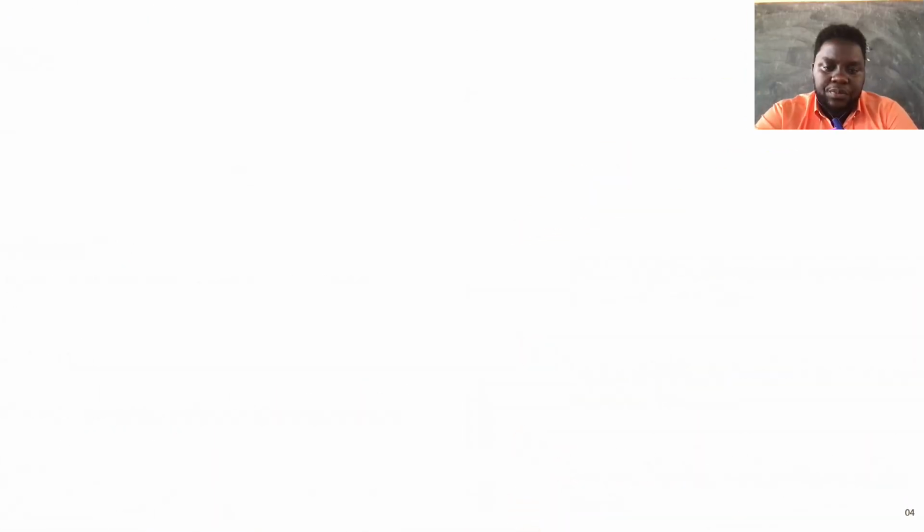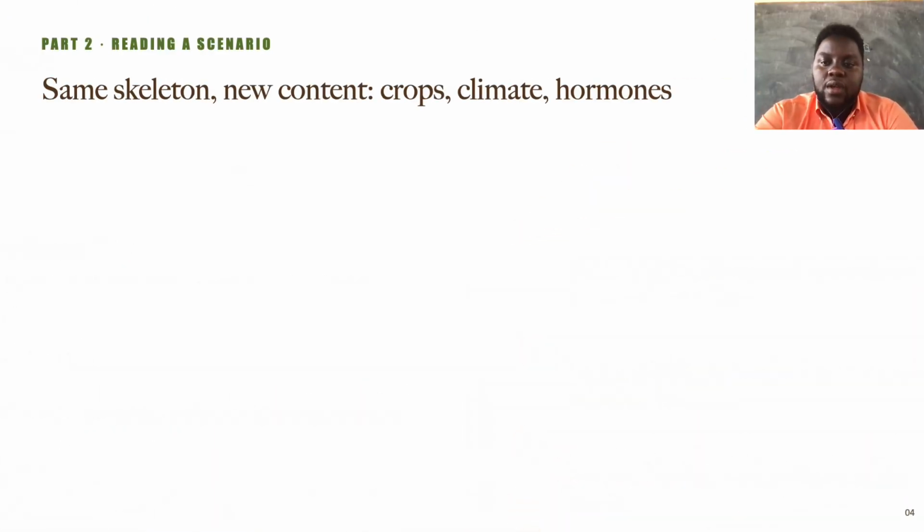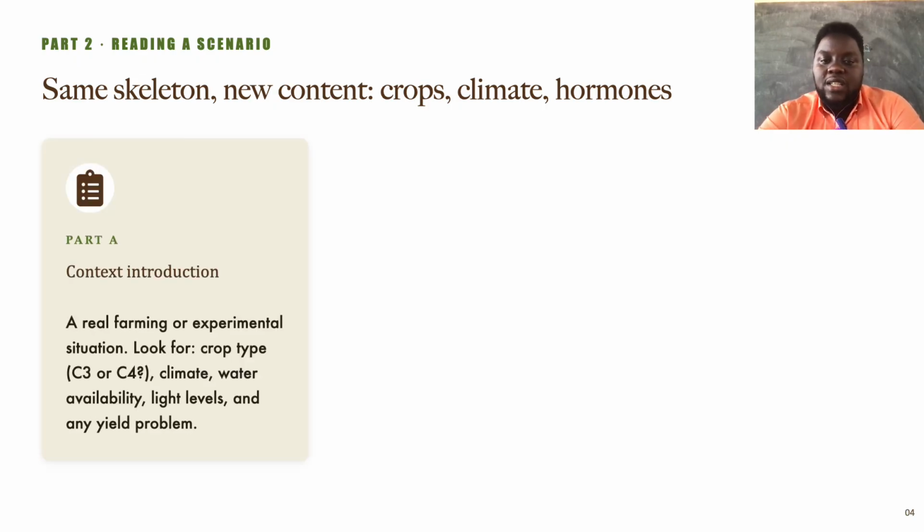Let's continue. Now, there's something that we're going to be talking about here. In assessment objective 2, the structure of the scenario still does not change, because just like in assessment objective 1, every single scenario you will meet is built from exactly 3 parts every time without exceptions. Part A is the context introduction. This is the little story, a real farming or experimental situation.